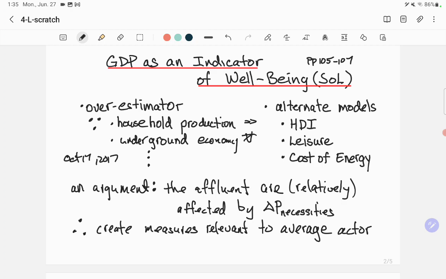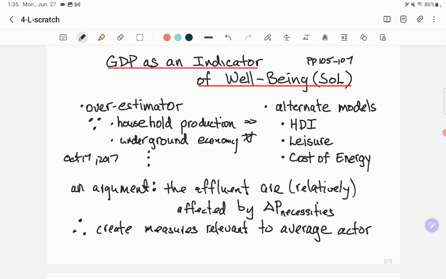So GDP is an estimator with flaws. There are some other things that are in the textbook. You can look it up. But it's the best we have. We need to start somewhere. We need data to follow. So if GDP goes up, we're better off. Now there are some alternative models. HDI, the Human Development Index. It's based on leisure, education, and lifespan.